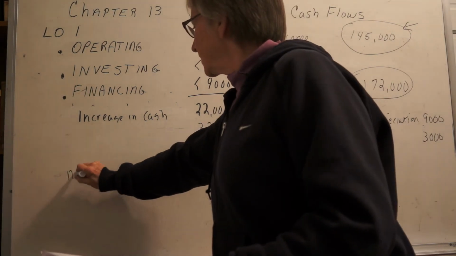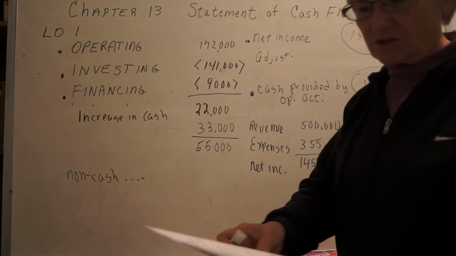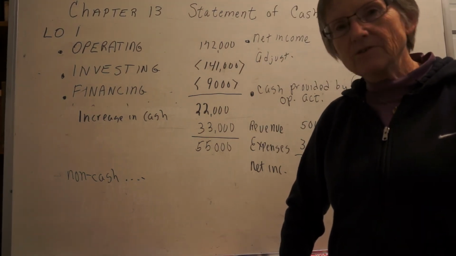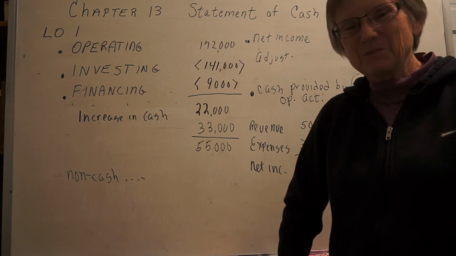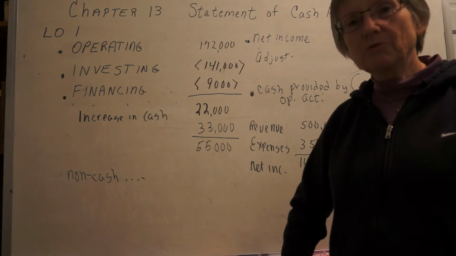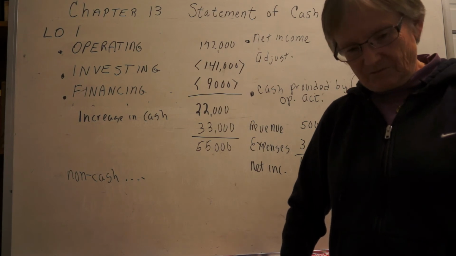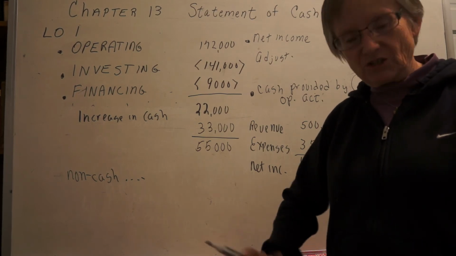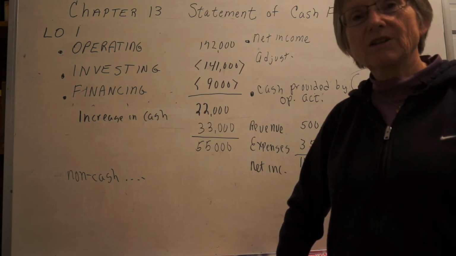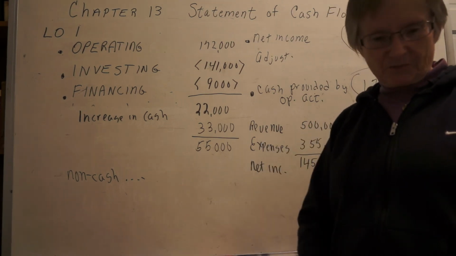The only other section is the non-cash investing and financing activities, and that's where if we issue bonds to buy land, there's no cash that was impacted there. We simply issued bonds and we got the land. We could convert bonds to common stock. We could have bonds that are callable and changed to common stock. There's all kinds of things that can happen where it's just a non-cash exchange of assets. But those still get included on the bottom of the statement.